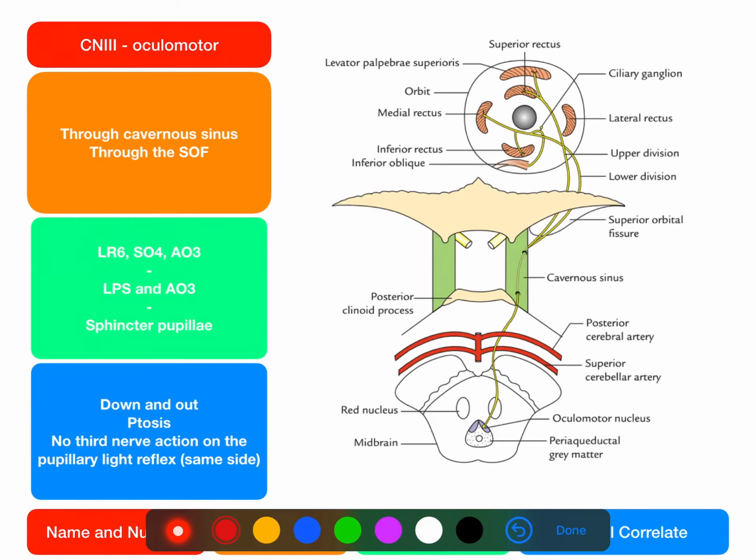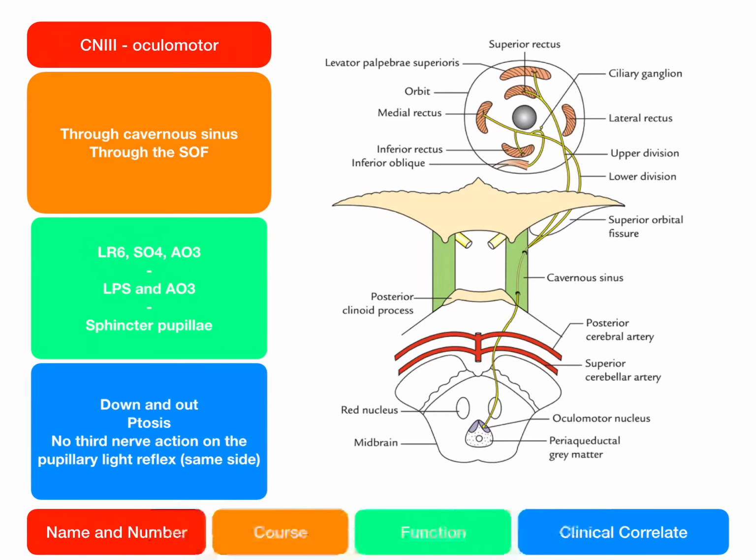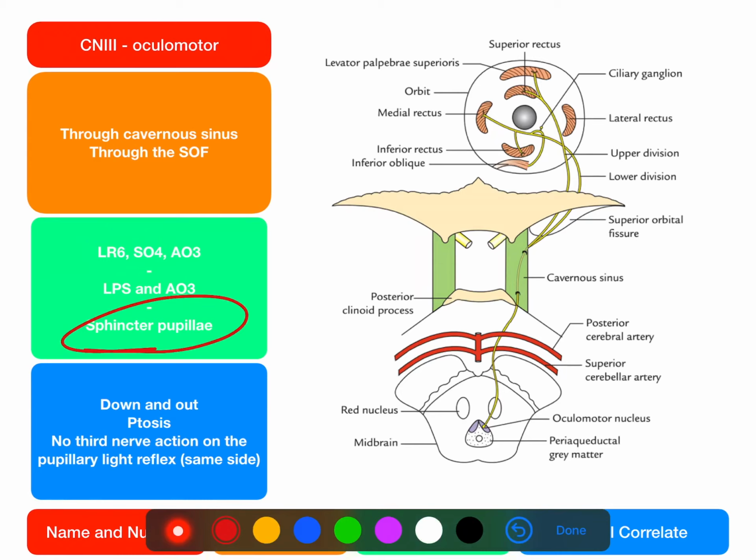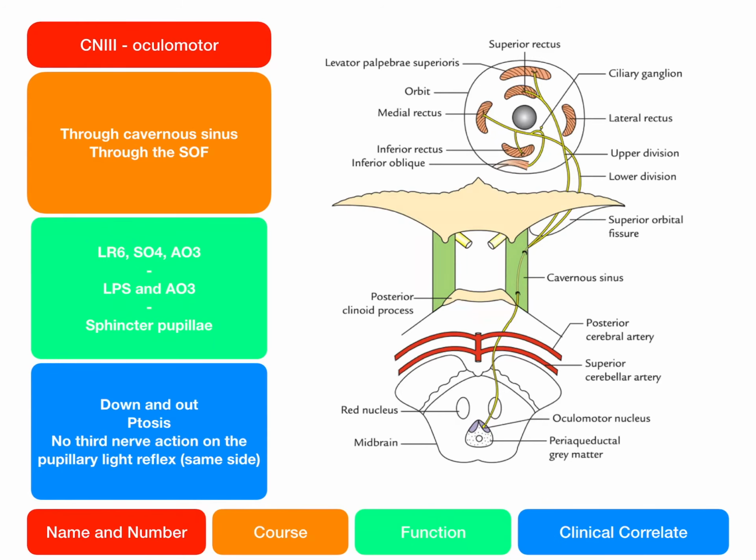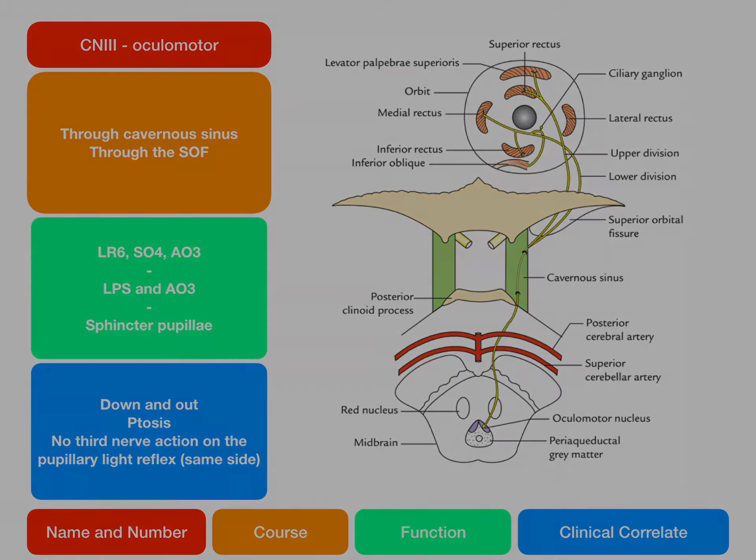There's also no third nerve action on the pupillary light reflex on the same side. So you shine a light in the eye and it does not constrict. The other side will constrict because the second nerve's fine. Second nerve's not lesioned if third nerve is lesioned. So you shine a light in that eye and the second nerve conveys it to the midbrain, and then the third nerve is supposed to constrict both at the same time to be efficient, but it can only constrict the other eye. So in the eye with the third nerve lesion, there'll be no innervation to the sphincter pupillae, and as a result it will just be dilated and fixed.